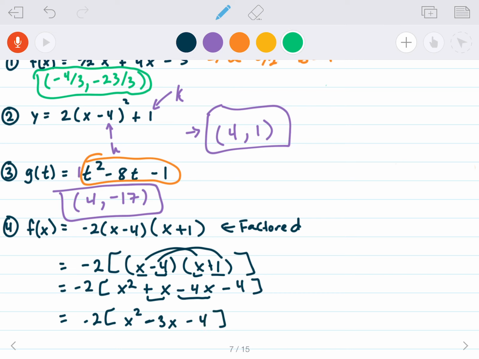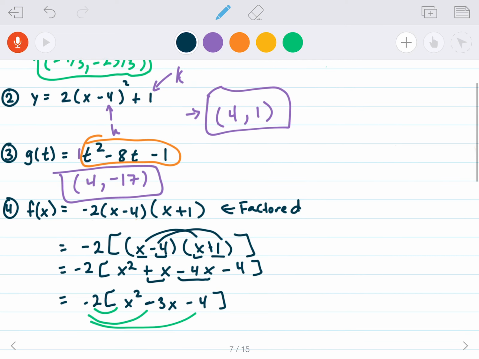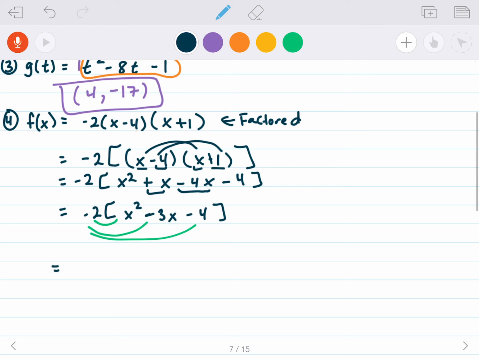And then we can finally distribute that negative 2 to get ourselves in standard form. So this is going to give us negative 2x squared. Negative 2 times negative 3x is a positive 6x. A negative 2 times a negative 4 gives us a positive 8. And now we're in standard form, and we can see that a is negative 2 because it's in front of the x squared, and b is positive 6 because it's in front of the x.